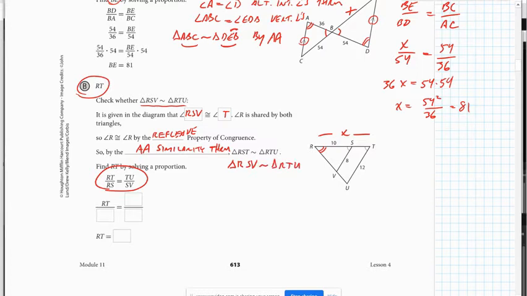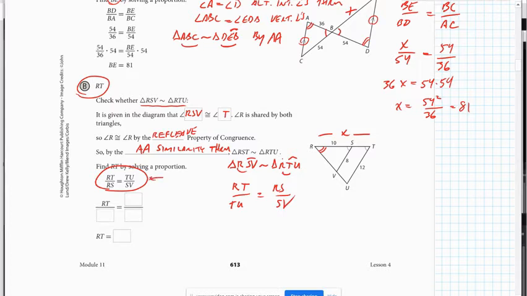Okay, and so now we have RT, which is this side, over, let's say, TU. And so RT matches up with RS, and TU matches up with SV. So that's the proportion that I'm setting up. A little bit different than the one the book set up, but they're both going to work out the same.